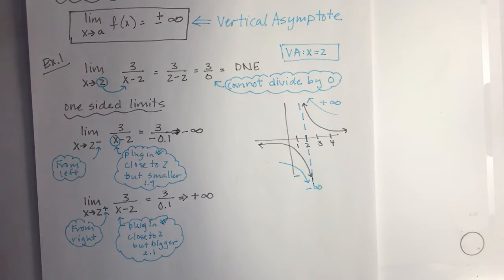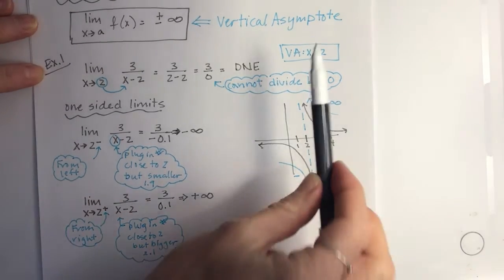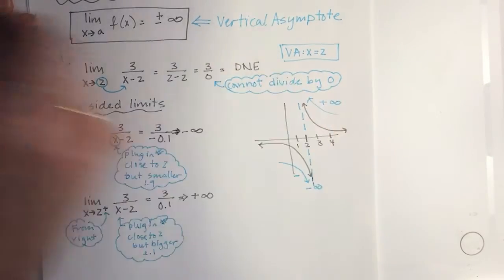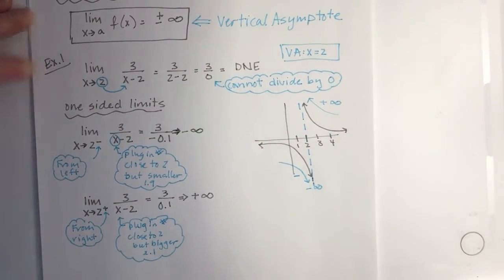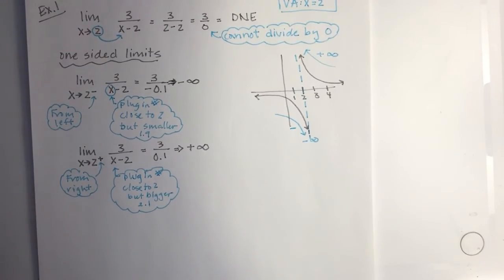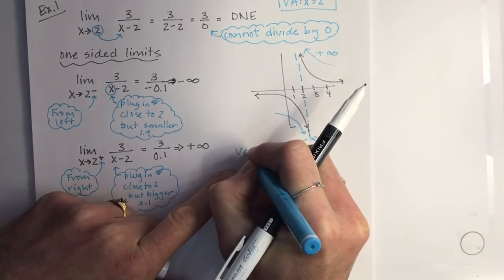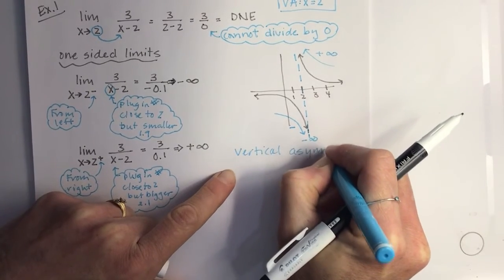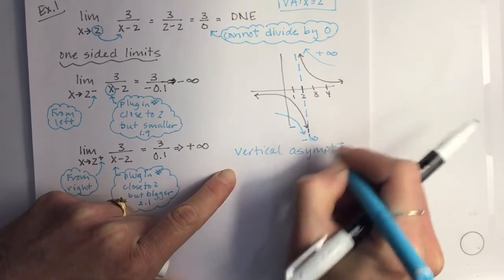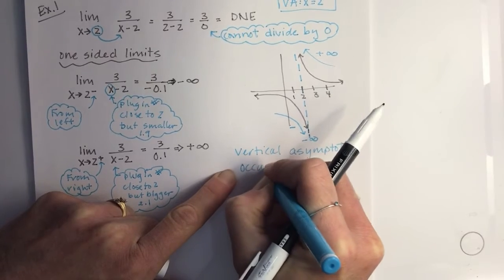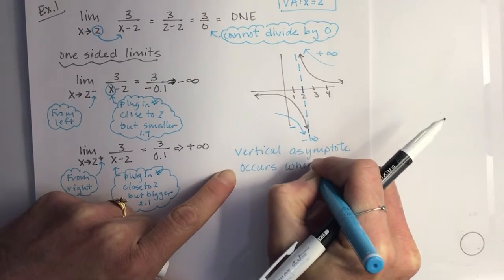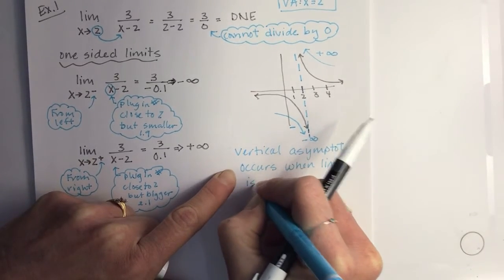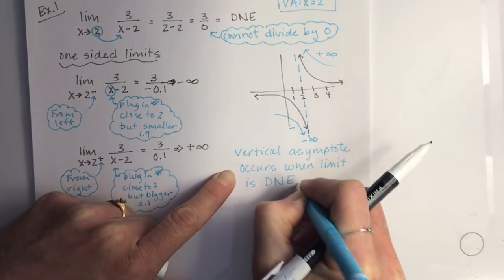You can use these infinite limits to tell us what the graph looks like and tell us about the vertical asymptote. So the thing you really, really need to remember is a vertical asymptote occurs when the limit is DNE, right?